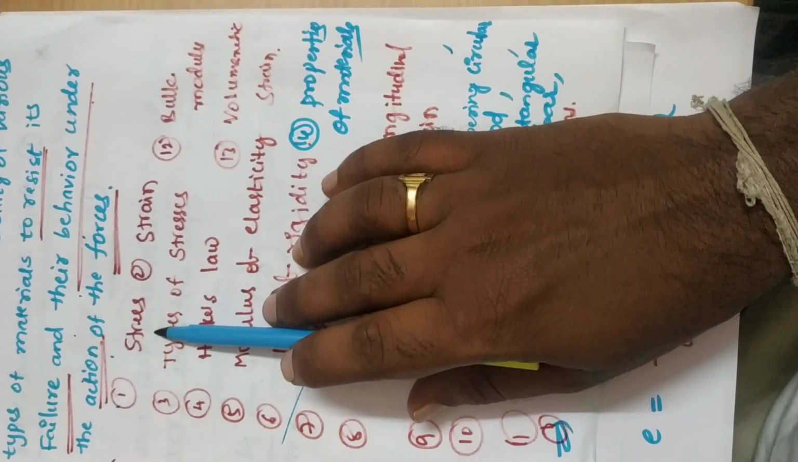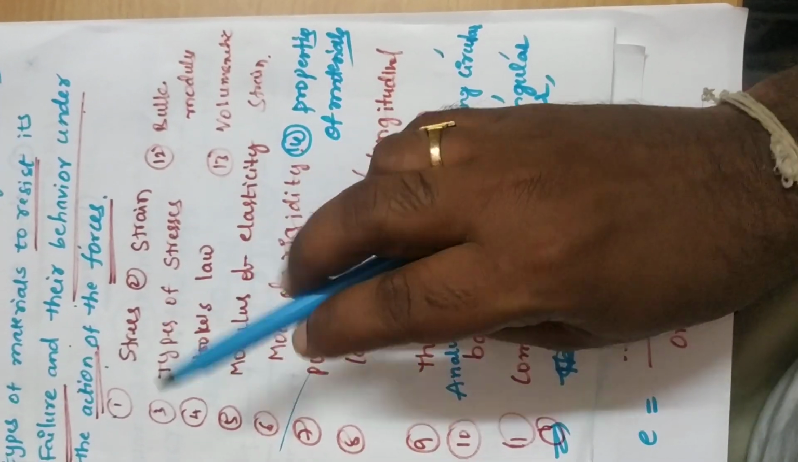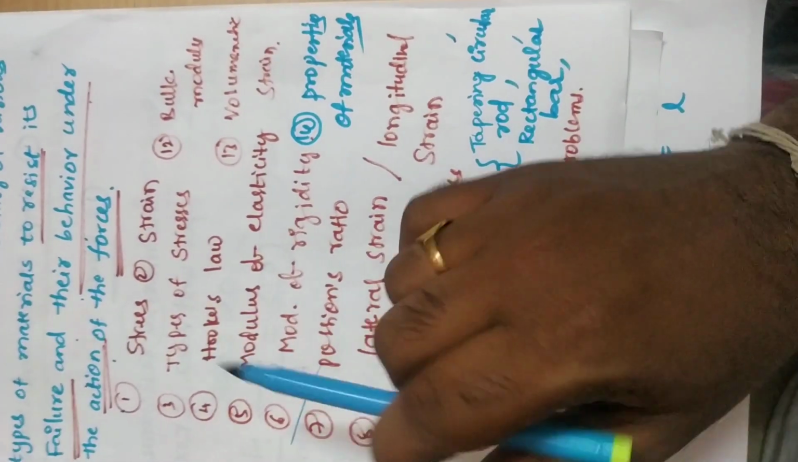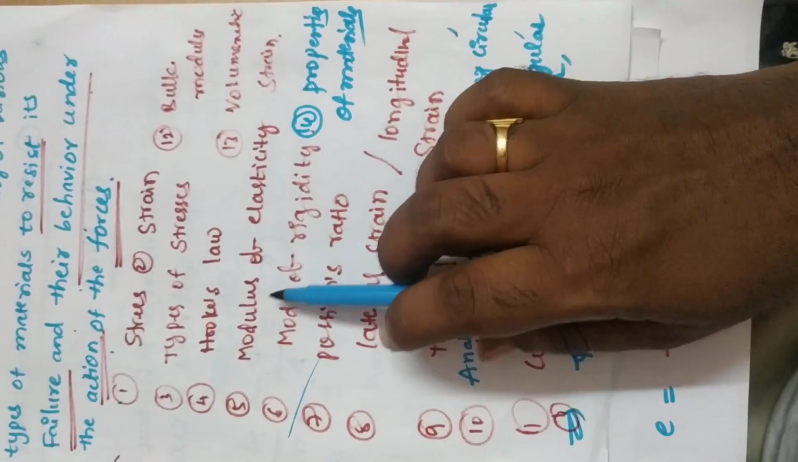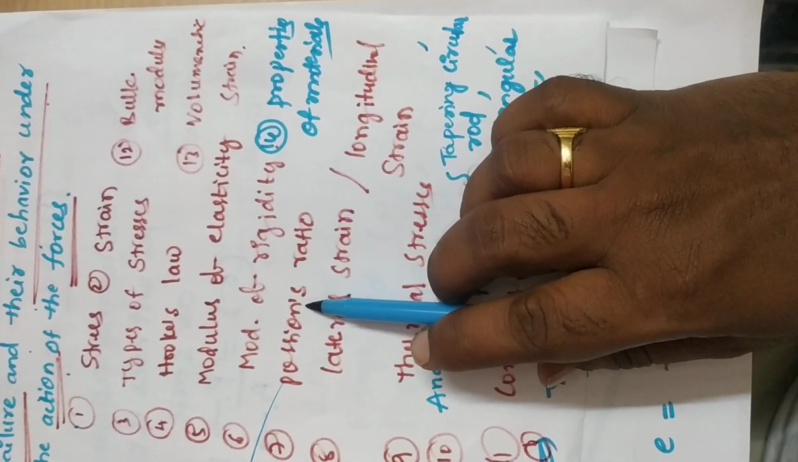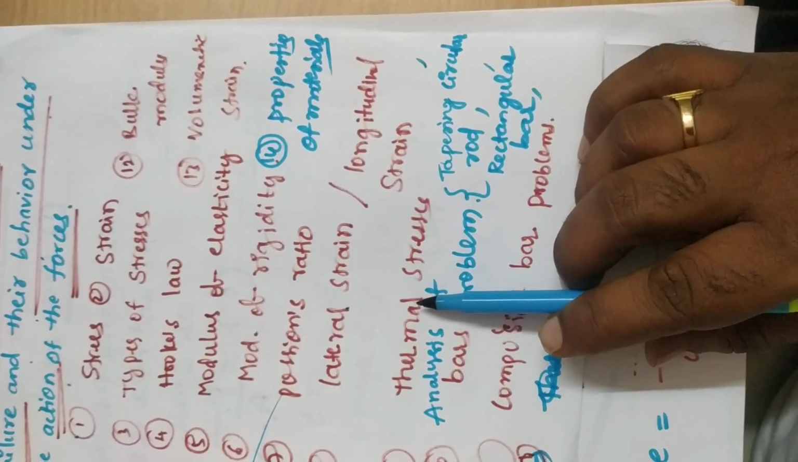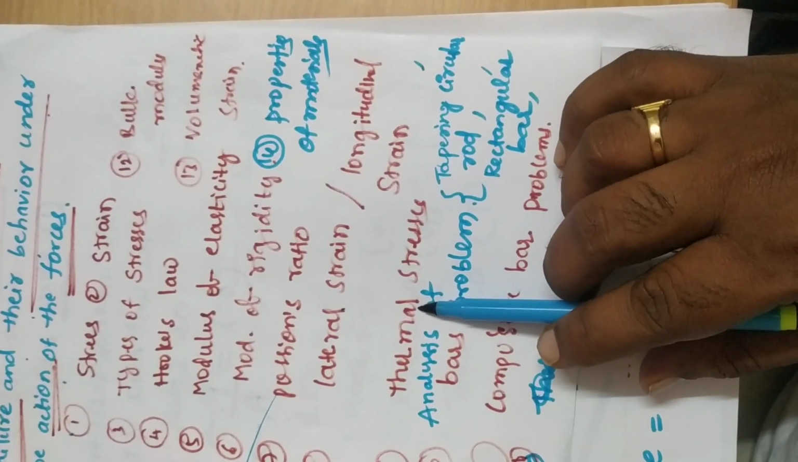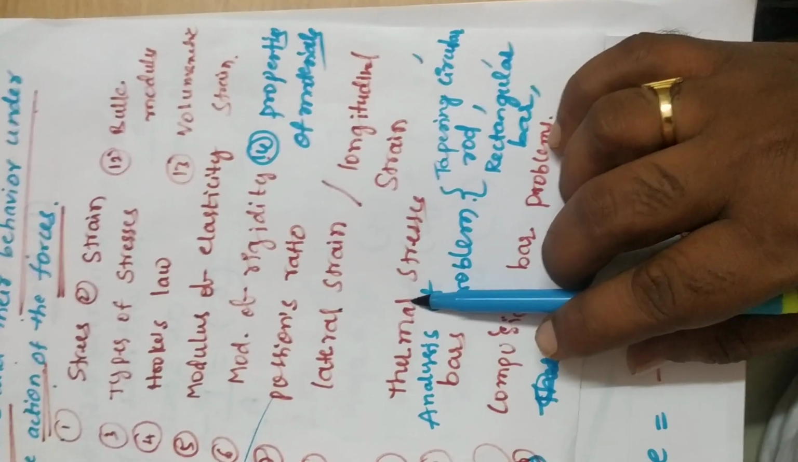So first one is stress, that means the meaning of stress, then the meaning of strain, then types of stresses, then types of strains, then Hooke's law, then modulus of elasticity, then modulus of rigidity, then Poisson's ratio, then lateral strain, then longitudinal strain. Then next one is thermal stresses, that means a definition of thermal stresses and their problems.